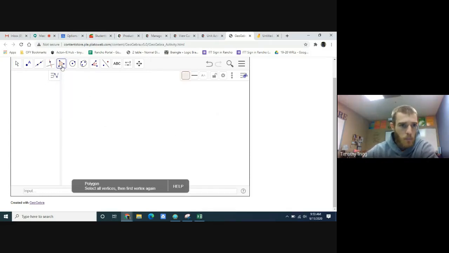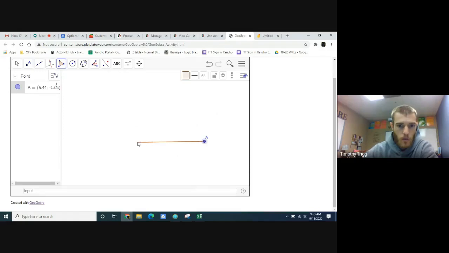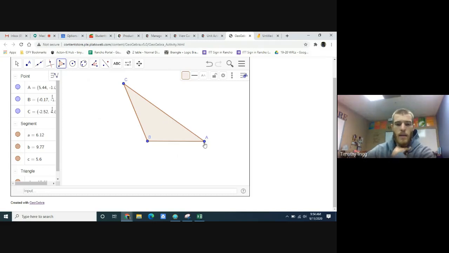Okay, so we're going to go to the polygon tool, and we're going to make a polygon. We're going to make a triangle. So triangle A, B, C here. You have to make the triangle, click, click, and then click back to where you started. And now we have our triangle, triangle ABC.